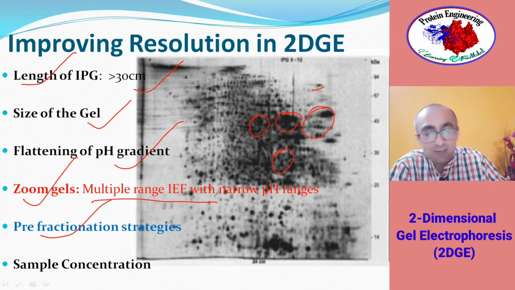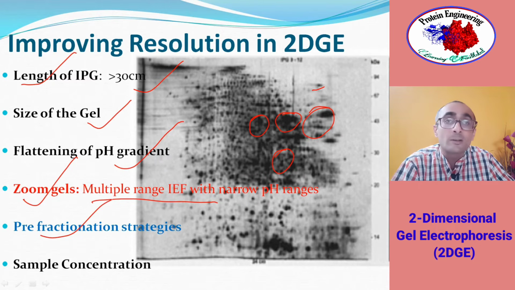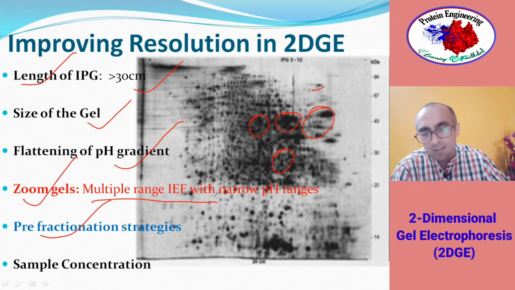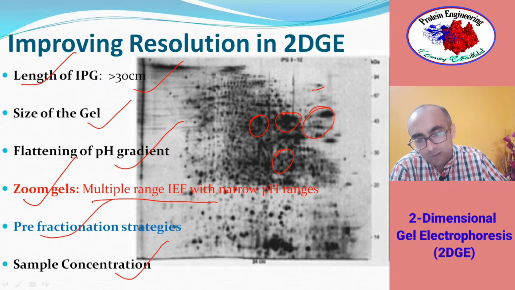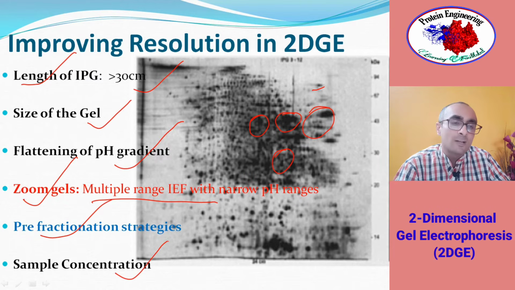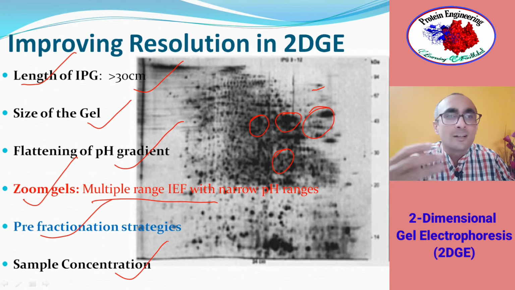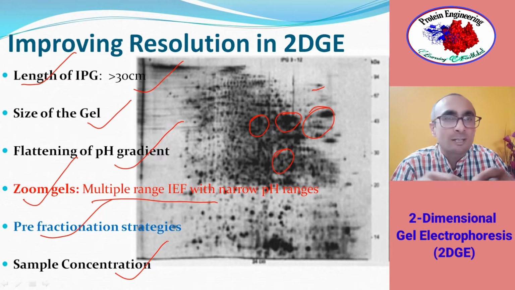Pre-fractionation studies also are adopted to improve resolution. You can remove some of the proteins or you can remove half of the proteins, run them separately using chromatographic techniques. And sample concentration also can be changed. For example, if all the spots are very dark, it means sample concentration is very high. That's why they are close to each other.